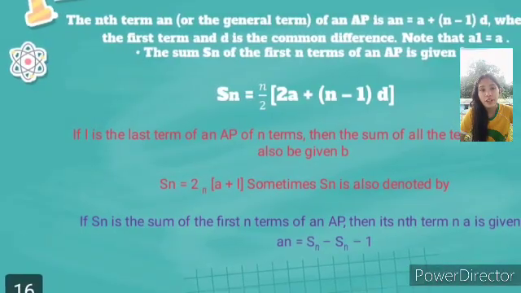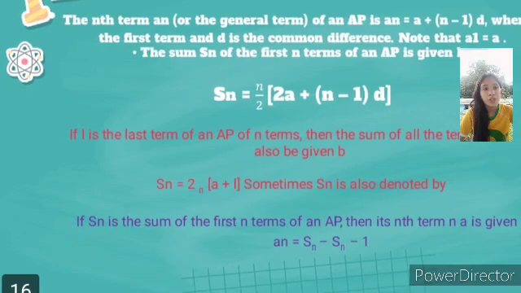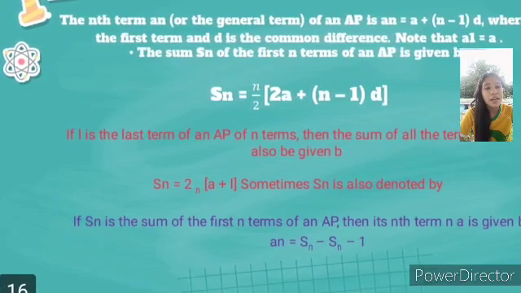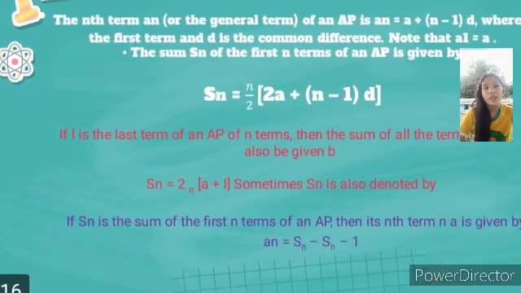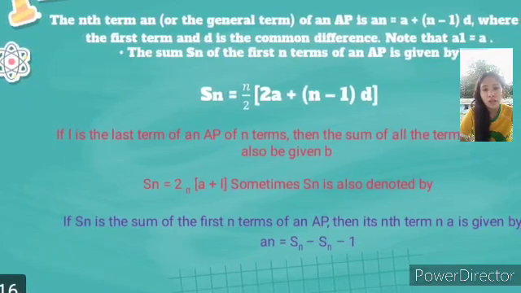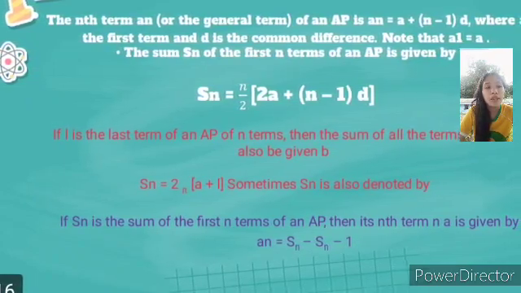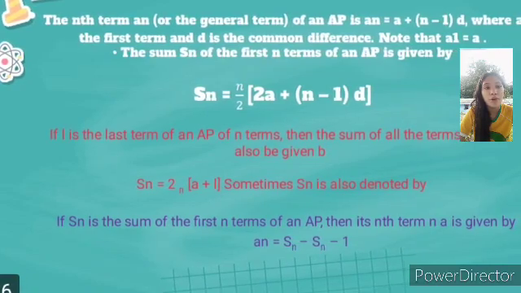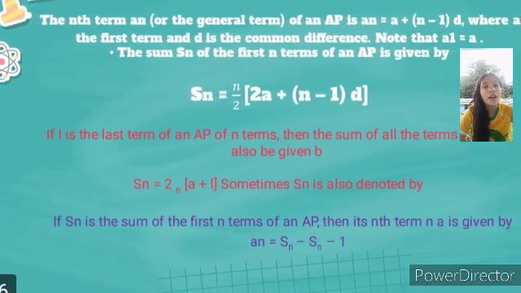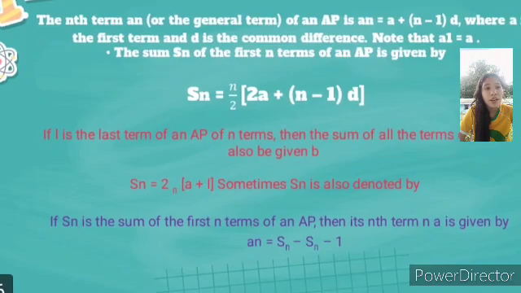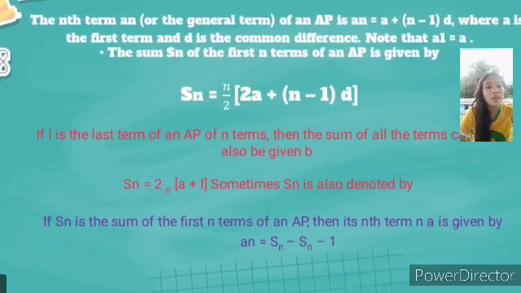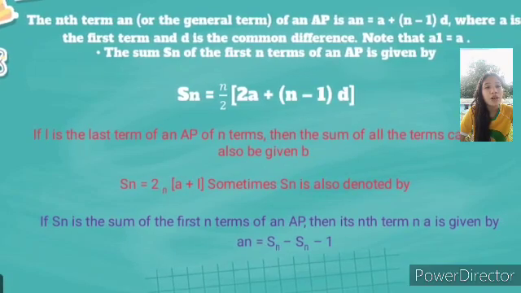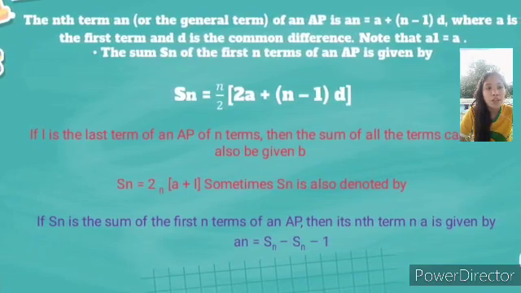Remember that the nth term, or the general term for an AP, is a_n equals a plus n minus 1 times d, where a is the first term and d is the common difference. Note that the sum S subscript n of the first n terms of an AP is given by S_n equals n over 2 times the quantity 2a plus n minus 1 times d.